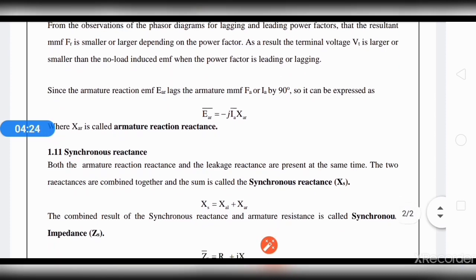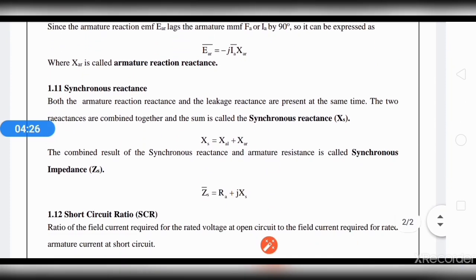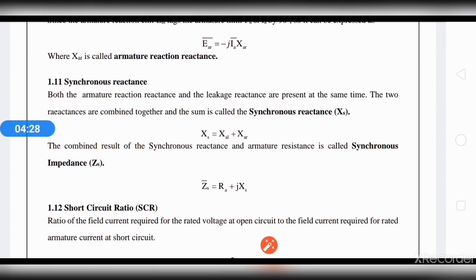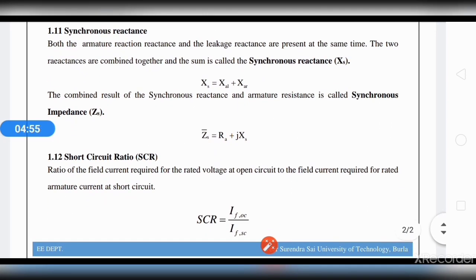Now, what is the synchronous reactance? Synchronous reactance is the summation of the armature reaction reactance plus the leakage reactance present in the synchronous machine. The synchronous impedance is the summation of armature resistance plus synchronous reactance, and this gives the synchronous impedance term in the alternator.